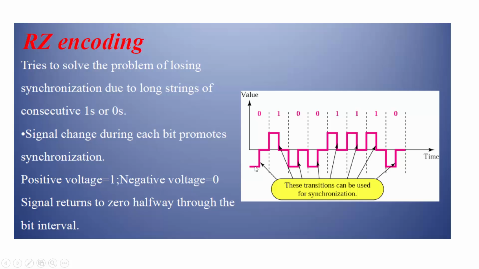Giving a 0 in the form of negative voltage, it will return to 0. Then again, it will remain 0 for the next half. And if there is 1, it will go to positive voltage, and it will return to 0 after half the bit interval. It returns to 0, then if it is 0, it will go to negative voltage, like this. These transitions can be used for synchronization. These bit transitions at the halfway of the bit interval can lead to a better synchronization strategy.